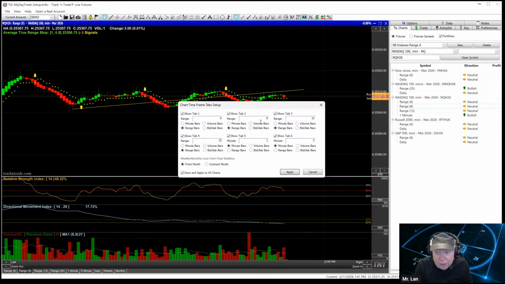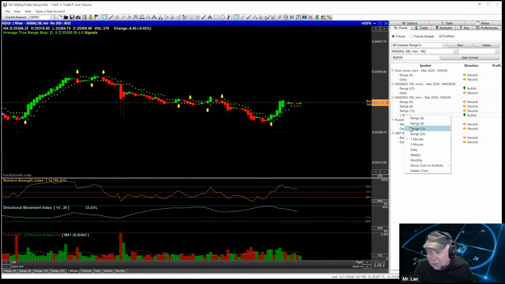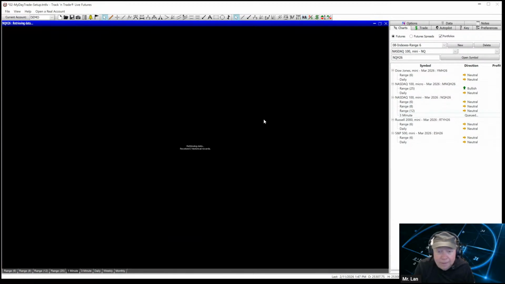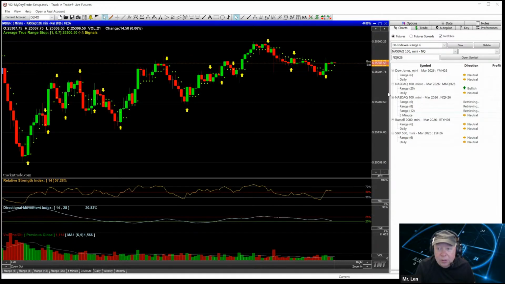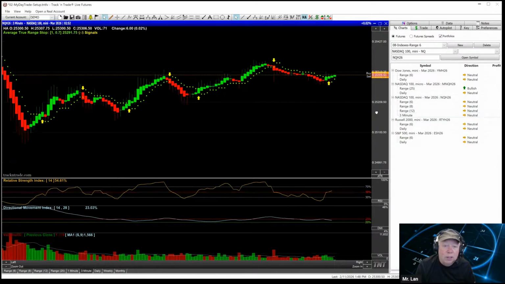Right click, come in here, NQ, tab. Let's go 3 minutes. Mark's on 3 minutes. I like 2 minutes. Mark likes 3 minutes. So we'll come in here and we'll go down to the 3 minute chart. Oh, this is the mini still. Let's go do that on the micro, a little bit longer time frame.